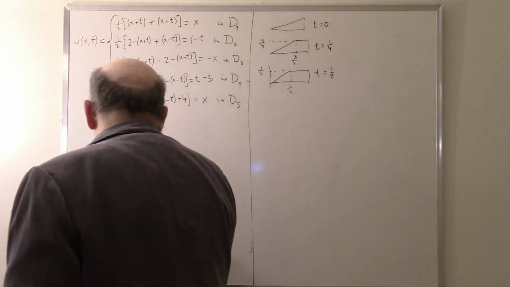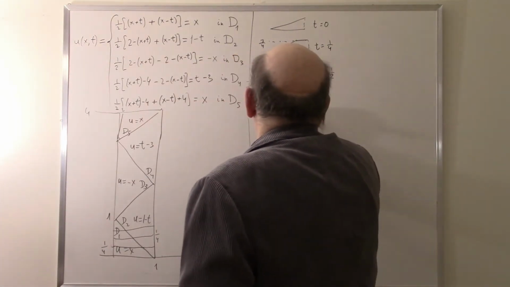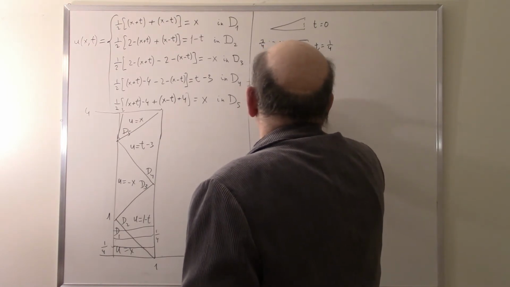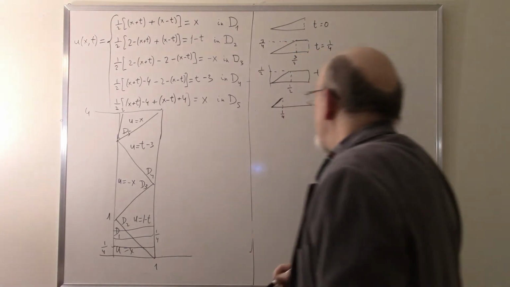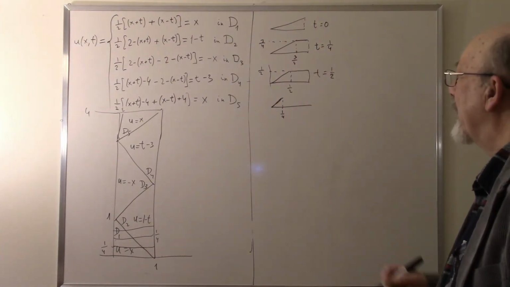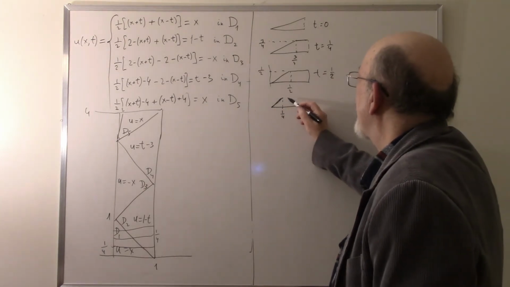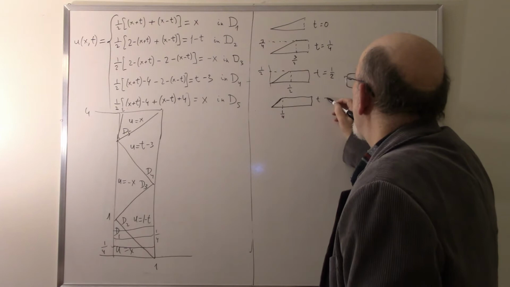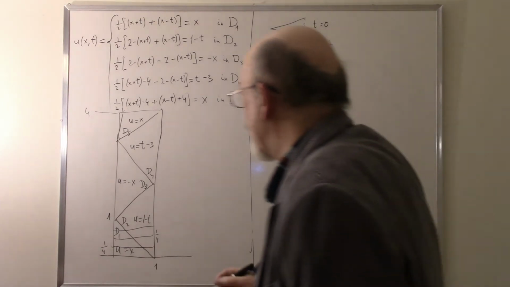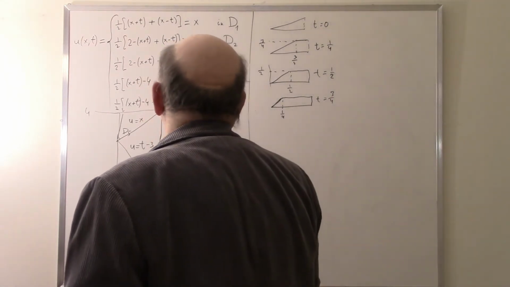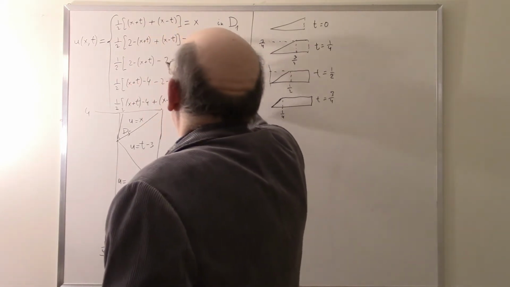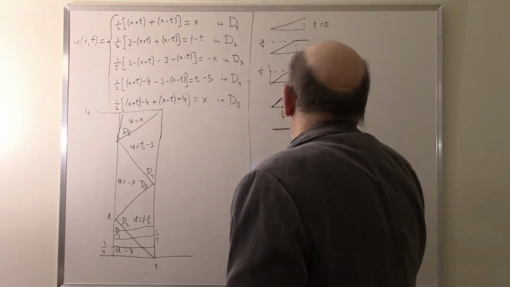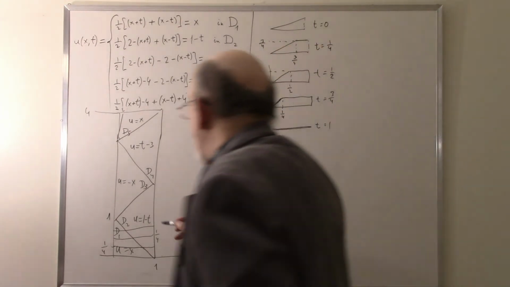For t equals 3/4, we have the picture where 1/4 is occupied like this. Here the function is equal to x, and here it is 1/4. T equals 3/4. And for t equal 1, we are completely in domain D2. In domain D2 it is 1 minus t. For t equal 1, the solution is 0. T equal 1.